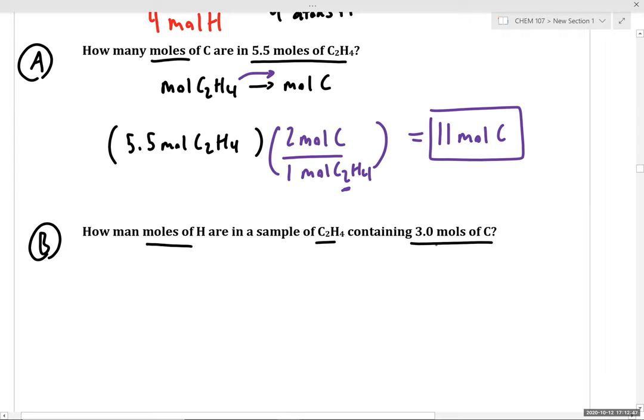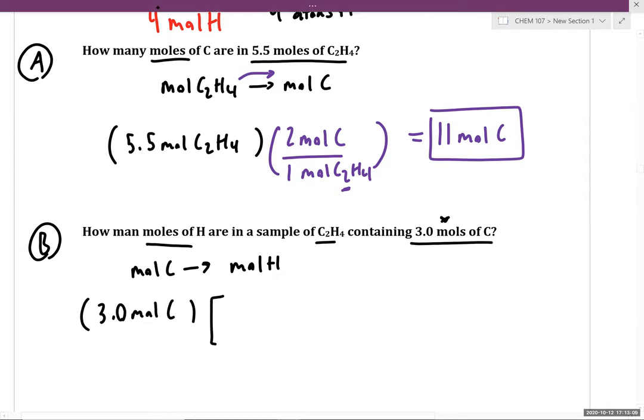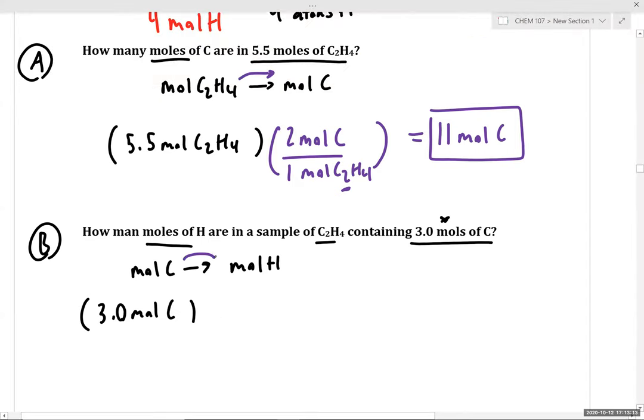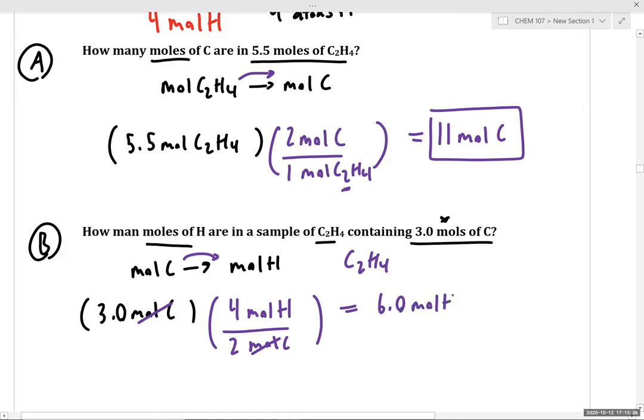Now we're gonna look at a conversion between the moles of one element in a compound and the moles of another element. So in this case, we're given the moles of carbon. This is what we're given, so that goes on the left, and we're trying to calculate the moles of hydrogen. Now that we have our scheme established, we're gonna set up our unit conversion factor. So to go from moles of carbon to moles of hydrogen, we're gonna need the moles of hydrogen on top and the moles of carbon on the bottom. Looking at our formula for C2H4, we see we have 4 moles of hydrogen per 2 moles of carbon. Our units cancel, and that in turn gives us 6.0 moles of hydrogen.